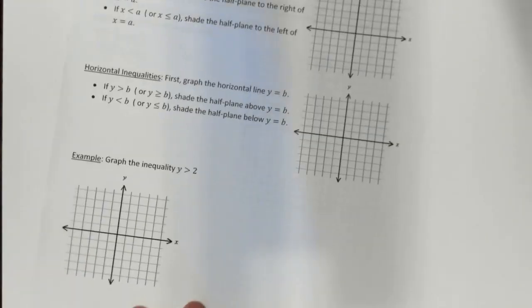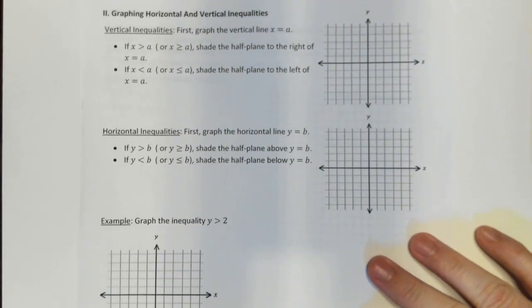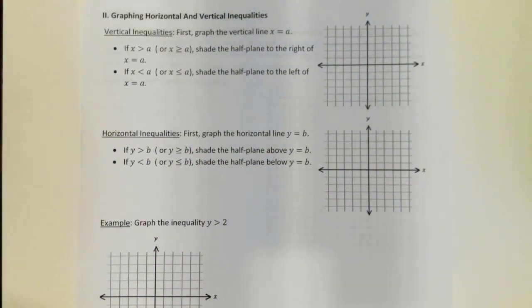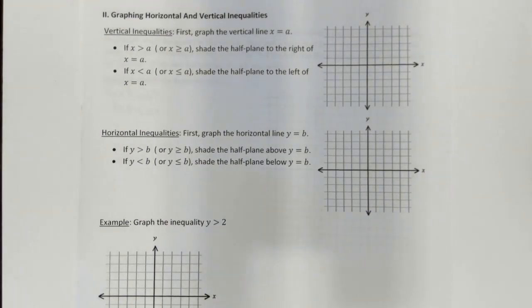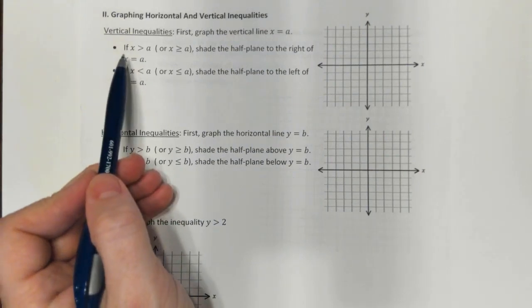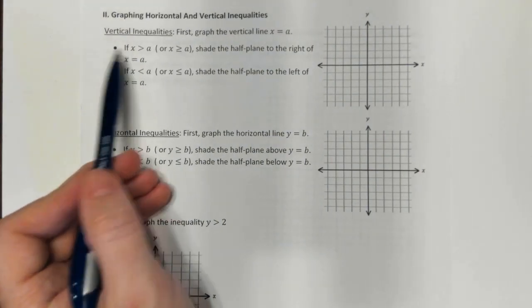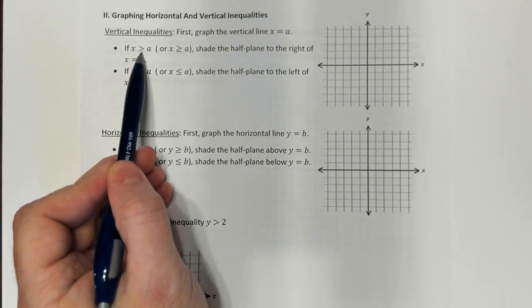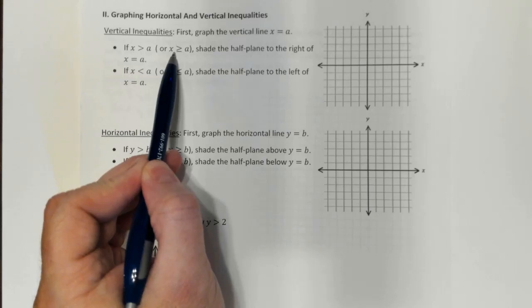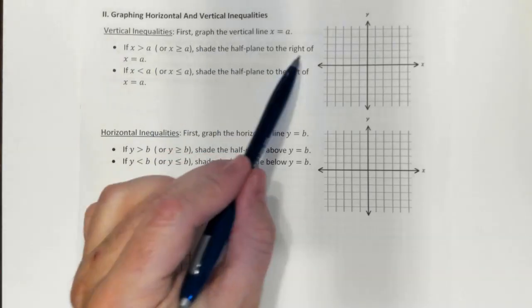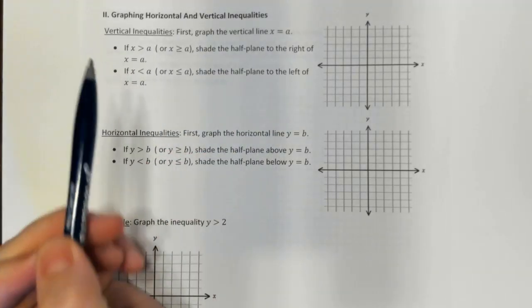All right, before we do that, let's just look at horizontal and vertical inequalities. We won't spend too much time here, but I wanted to take time to talk about it. So if you have the statement x is greater than a, or x is greater than or equal to a, you're going to shade to the right of the line x equals a.